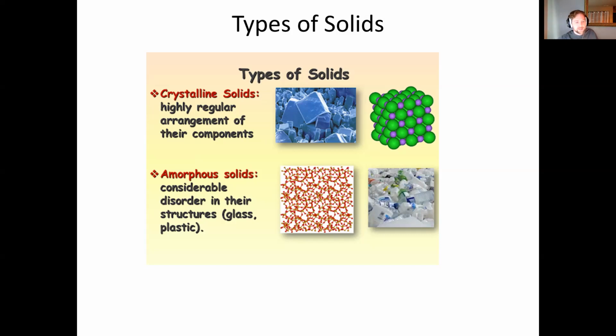Amorphous solids like glass or plastics are solids, but there's not a repeating pattern. They're disorganized, and usually over time that structure starts falling apart because there isn't that constant repeating array that is sometimes more stable.